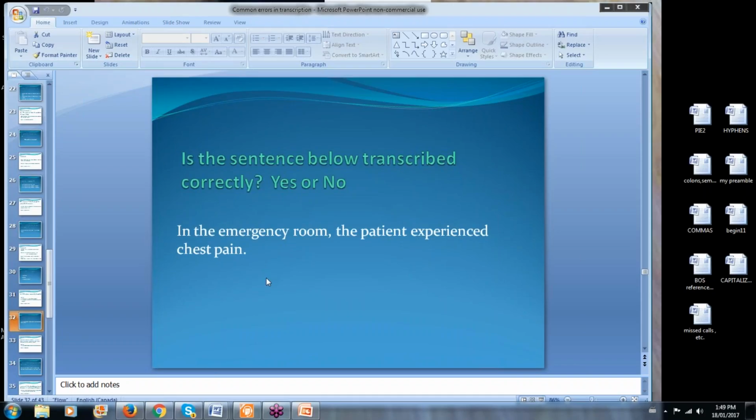All right. Okay, so is the sentence below transcribed correctly, yes or no? In the emergency room, the patient experienced chest pain. Got you, thanks. No. Yes, somebody said yes. Okay, so there's a couple of yeses and the biggest majority saying no.